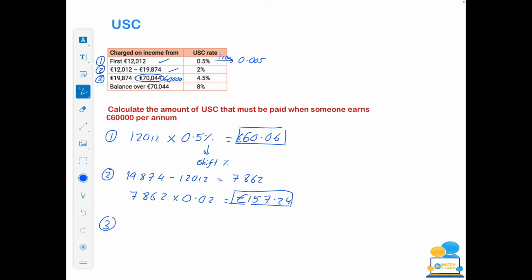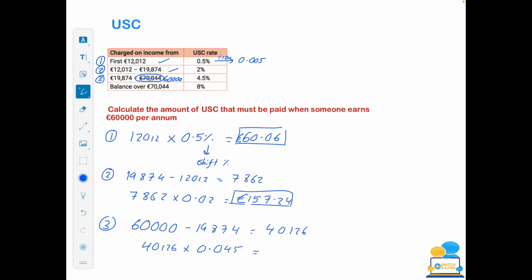On the last chunk then, we need to find out how much is in the third section. So we need to find out how much is between 19,874 and her income, which is 60,000. We can ignore this number because she doesn't earn up to that number. So we're going to do 60,000 minus 19,874 to find out how much is in between there. In there is 40,126, and on that 40,126, she needs to pay 4.5%.